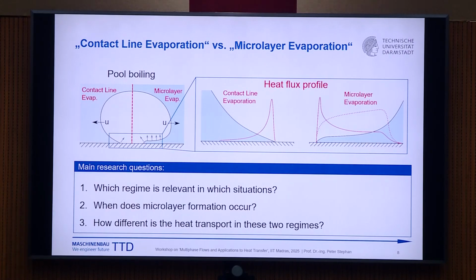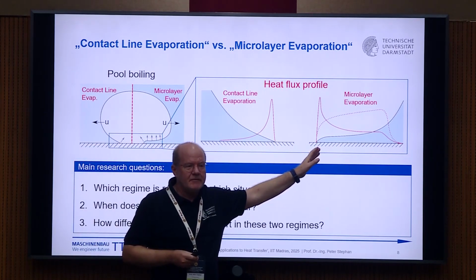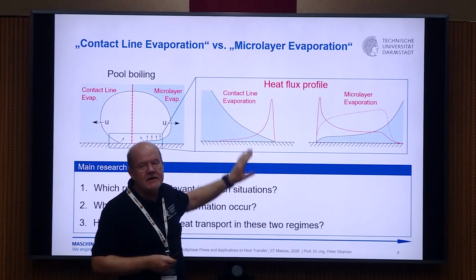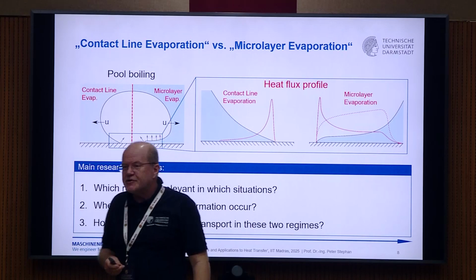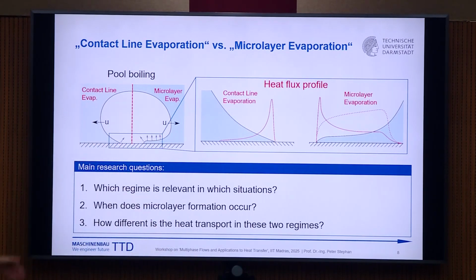And I pose this question because for a long time, at least for one decade, there was a strong debate in science. Is it contact line evaporation or is it microlayer evaporation? Some people said it's always microlayer, and some people said it's always contact line. And I will show you that it can be both, depending on many parameters. So which regime is relevant in which situations?